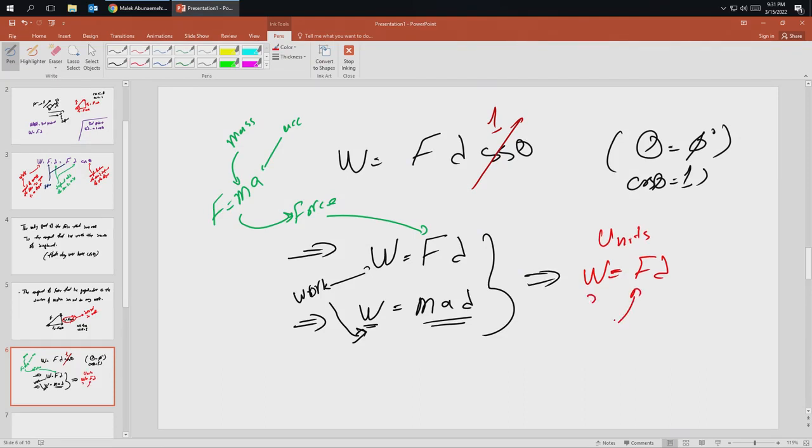Your unit for force is your Newton. I'm going to give it a big letter N. Your unit for distance, or displacement, is your meter, and I'm going to give it a little m.